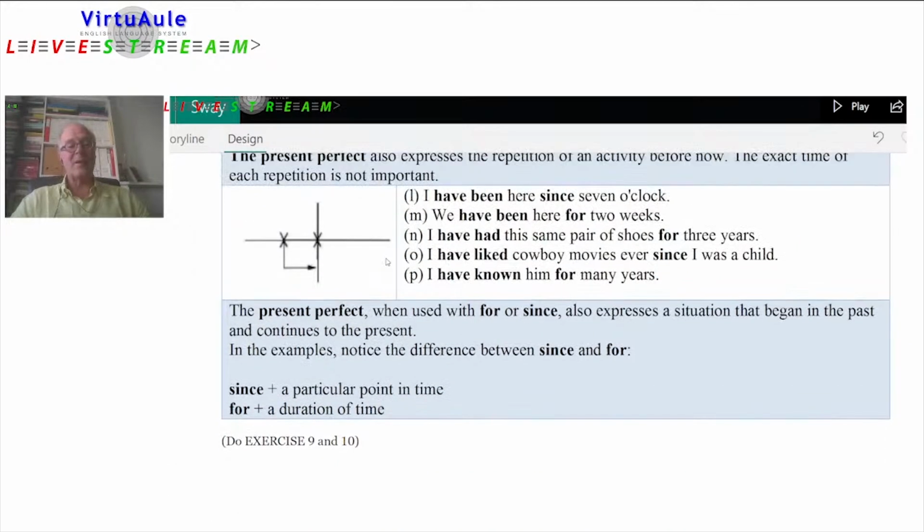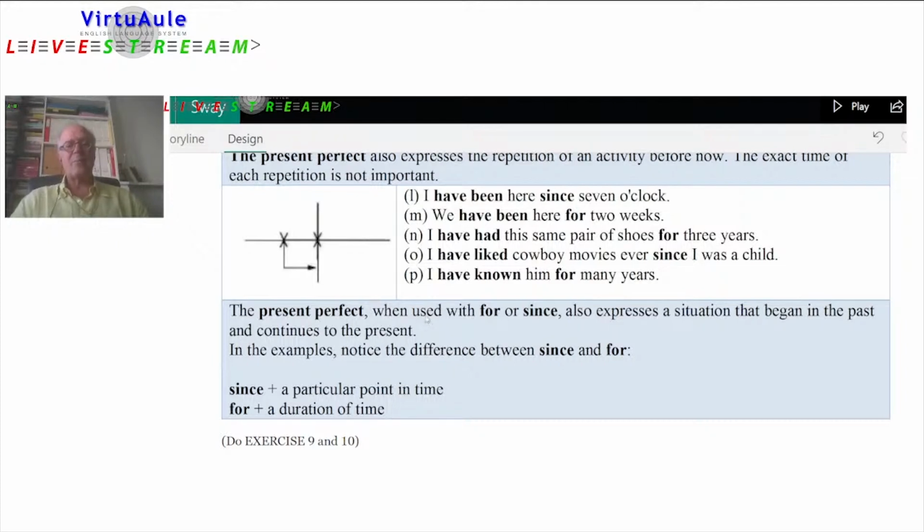Present perfect. Okay, let's look at L, I have been here since 7 o'clock. M, we have been here for 2 weeks. N, I have had this same pair of shoes for 3 years. O, I have liked cowboy movies ever since I was a child. P, I have known him for many years. Repeat these sentences. These are key sentences, okay?